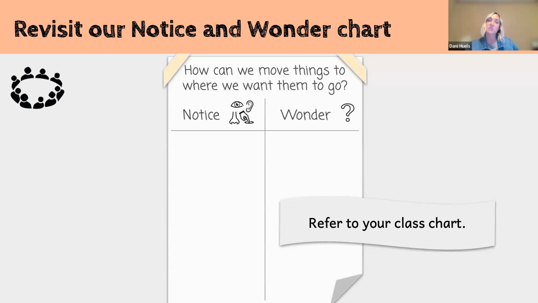The teacher displays the class notice and wonder chart, but then notices we can organize our ideas and questions so that similar ones can go together. This step helps students start to notice patterns in their thinking and supports the class in figuring out what they might want to investigate next.